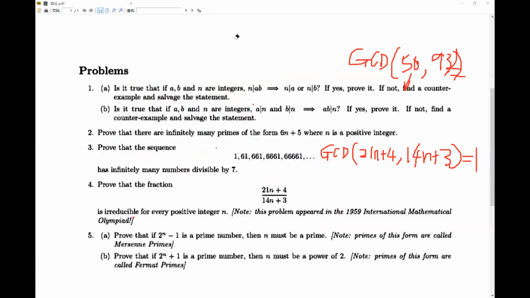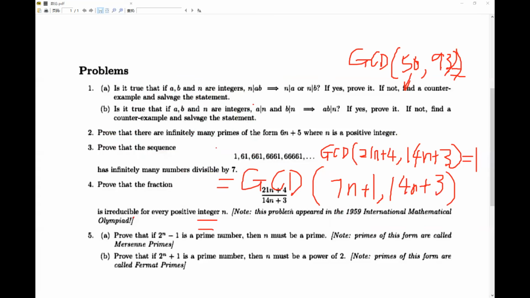We can get 7n plus 1. And then we can do 14n plus 3, subtract 7n plus 1. So we leave the small one, right? Yes, and then we can get 7n plus 2. The larger one will be 7n plus 2. Subtract 7n plus 1 will give us 1. This is the GCD, it's 1. Done. That's the proof.